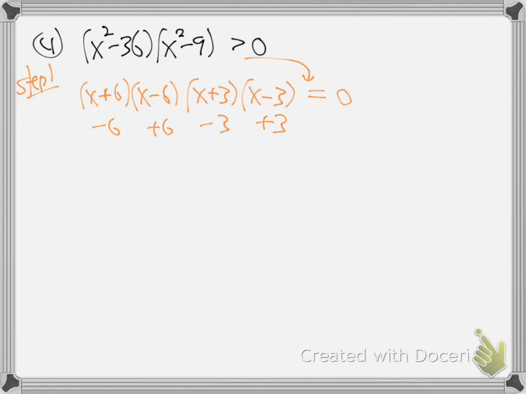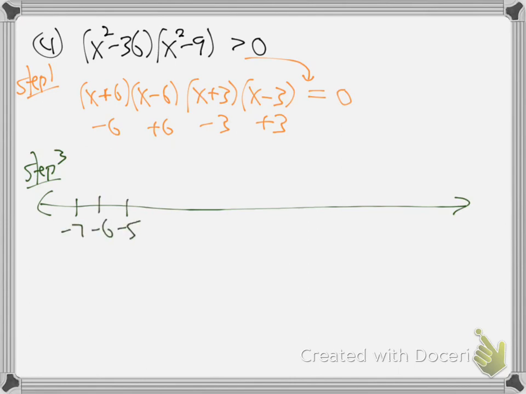Go right to the number line. Step 3. So put those on the number line. Start here like negative 7, negative 6, negative 5.